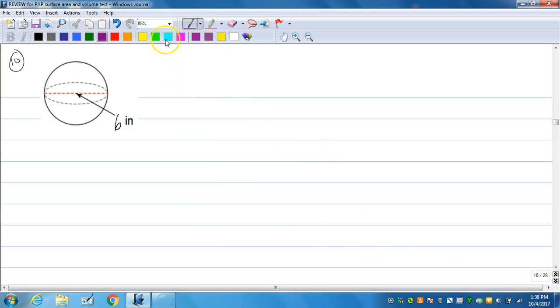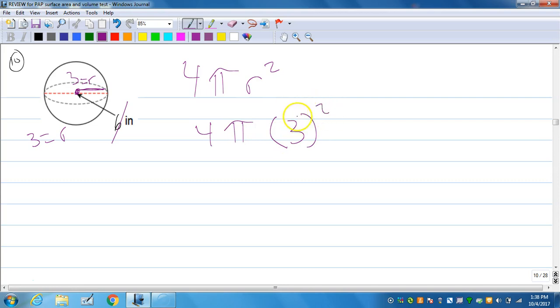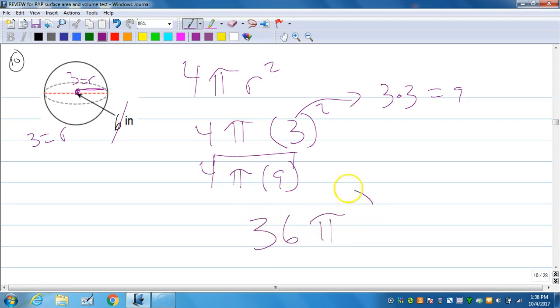Number 10. Same exact thing. I don't want the whole thing, I want half. 3 is my radius. That is r, that would be 3. 4 pi r to the second power. 4 is 4, pi is pi, the r here is 3 squared. 3 squared means 3 times 3, which is 9. If you have 4 times pi times 9, multiply the 4 and the 9, 36, bring down the pi symbol.